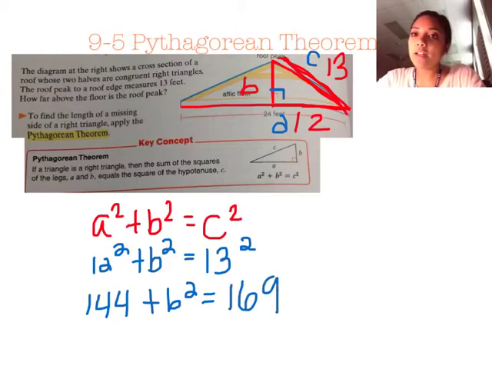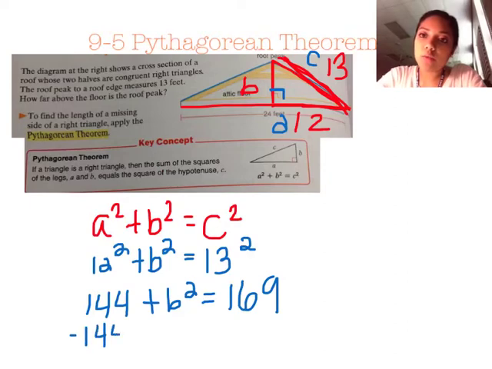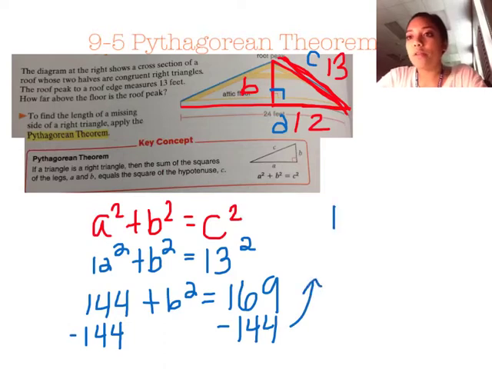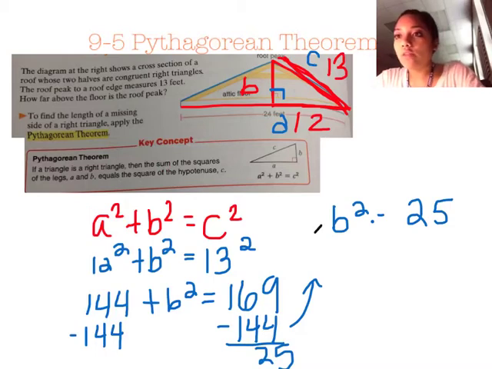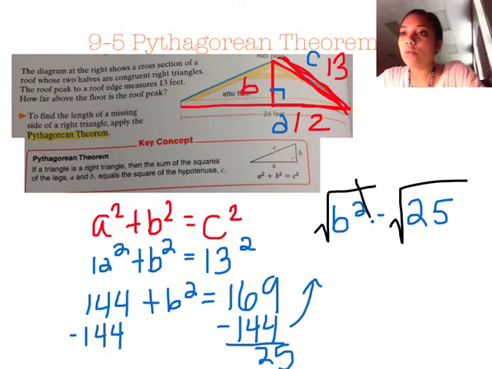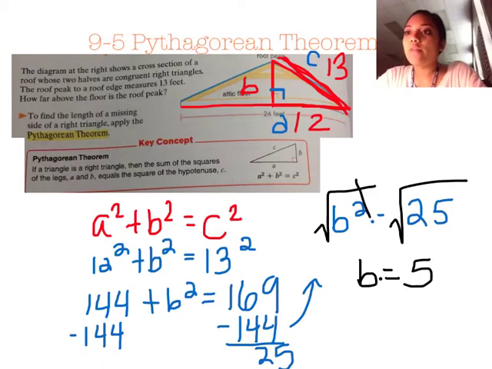And now I just solve for B. So now I solve for B by subtracting 144 from both sides. I'm going to go ahead and move up. So B squared equals 169 minus 144, which is 25. Now, always think about how do you get rid of a square. If something's being squared, to get rid of the square, I just have to do the inverse, which is the square root. So it goes away. The square root of B squared is B. The square root of 25 is 5. So B equals 5, so that means it is 5 feet.